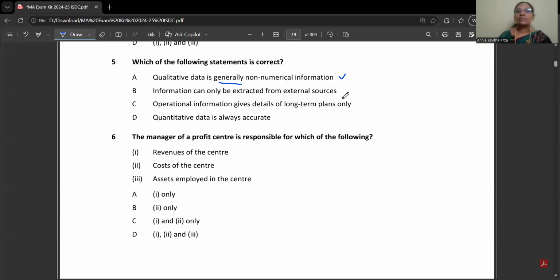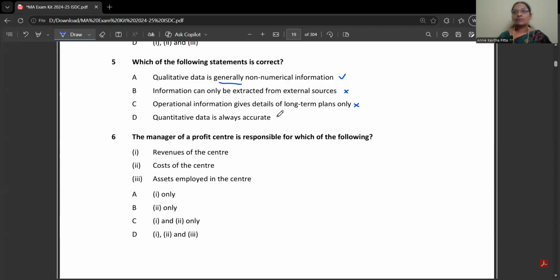So information can only be extracted from external sources. That is basically wrong. See, information or data can be taken from both the internal sources as well as the external sources. Operational information gives details of long-term plans only. See, operational is day to day, implementation time day to day. It is a very short period of time. So it doesn't talk about long term plans.